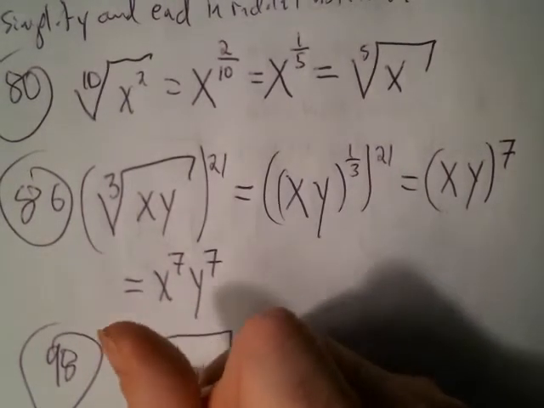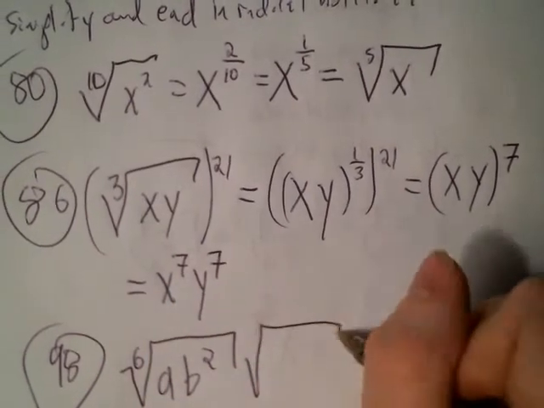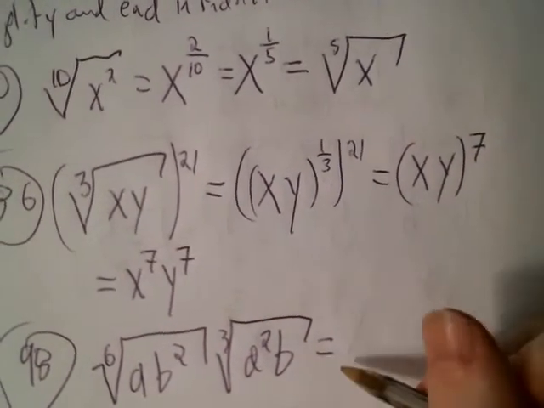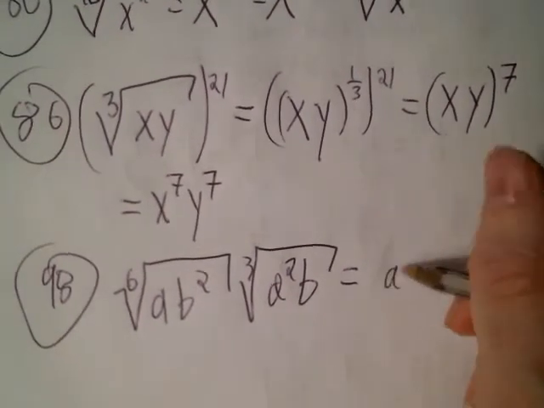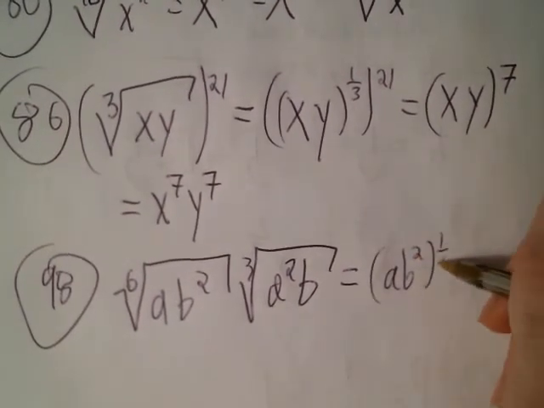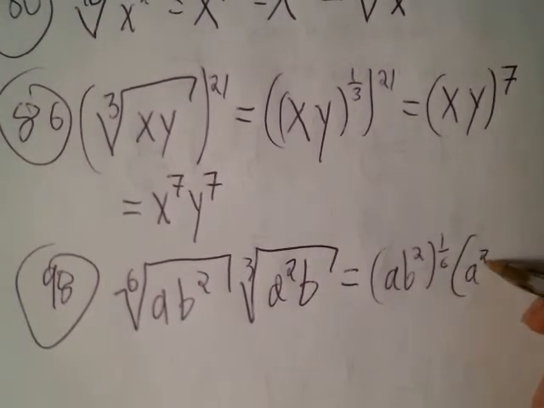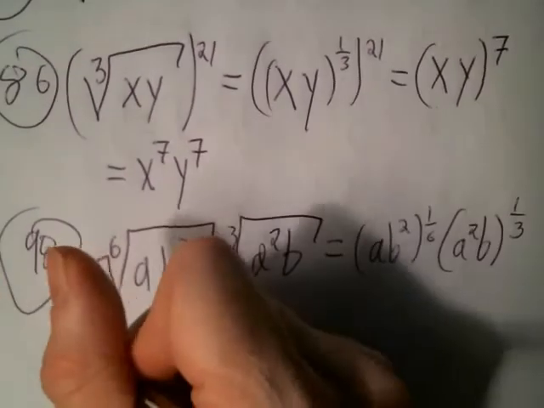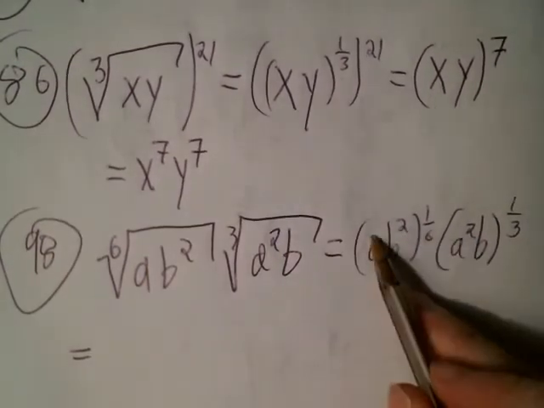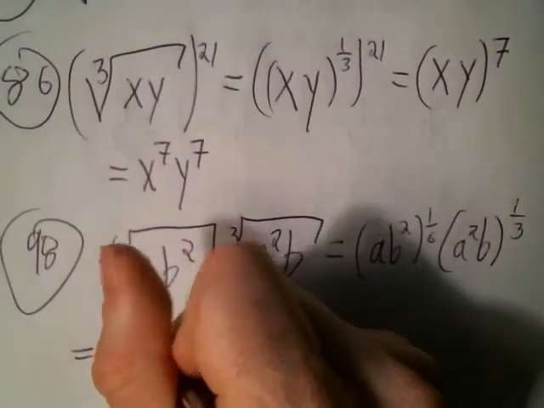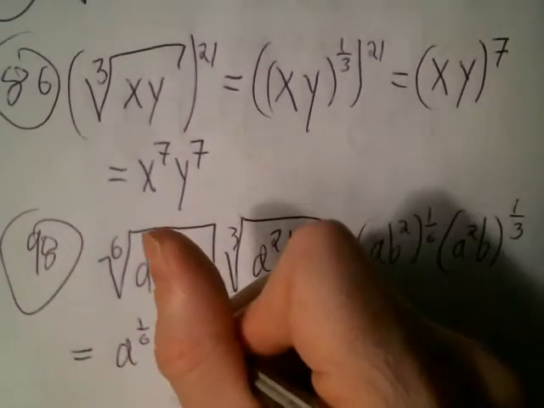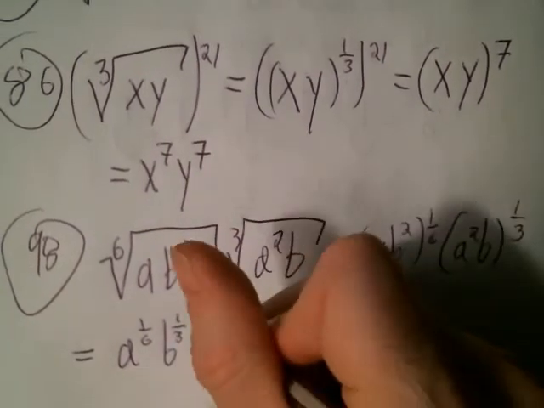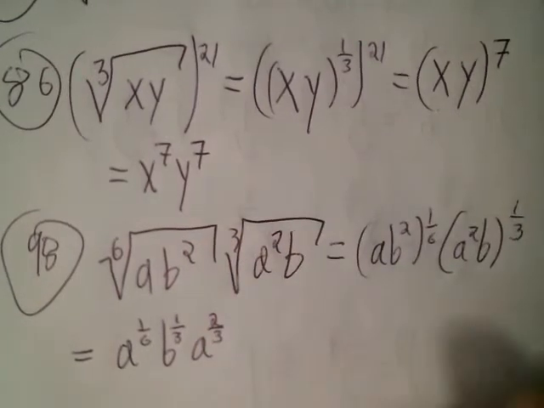So let's look at another one, 98. So we have the 6th root of ab squared times the cube root of a squared b. Okay, so I'm going to convert these to rational exponents. We have ab squared to the 1/6 times a squared b to the 1/3. Okay, I want to distribute my exponents, so I have a to the 1/6, b to the 2/6, which is the same as 1/3, and then a to the 2/3 times b to the 1/3.